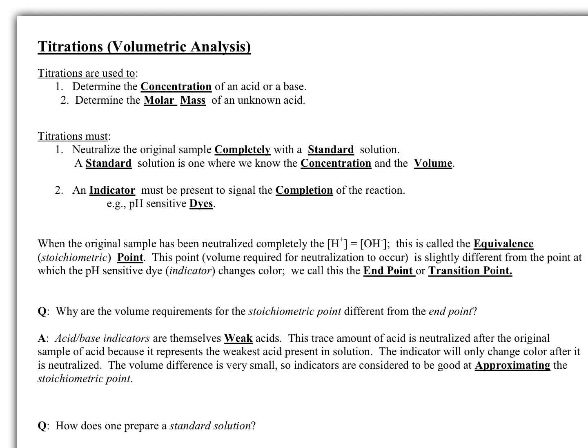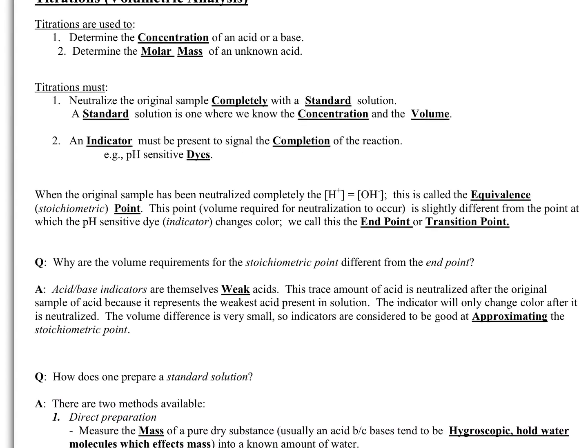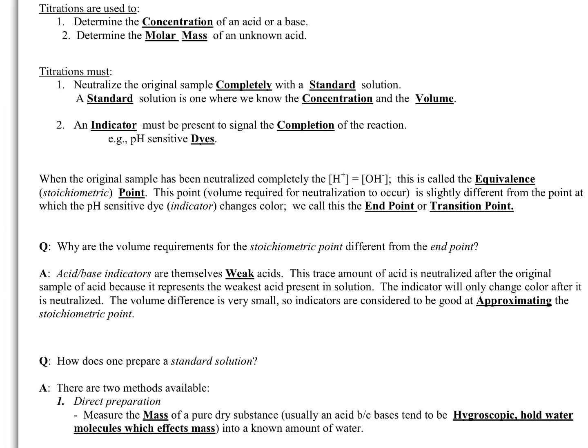How does one prepare a standard solution? Well, there are 2 methods available. 1, direct preparation. We measure the mass of the pure dry substance, and we add a known amount of water. Unfortunately, this only works for certain compounds, like an acid, because our bases tend to be hygroscopic, meaning they hold water molecules which have a large effect on their mass.